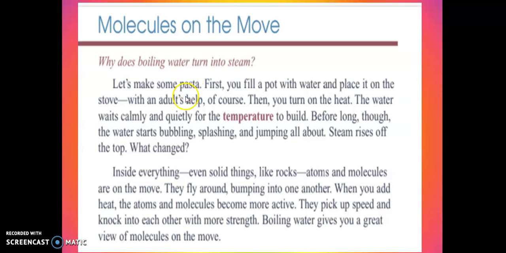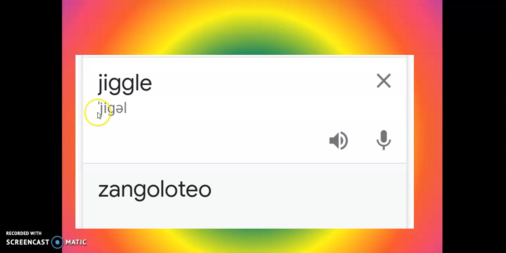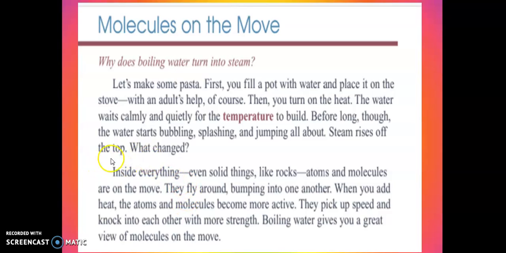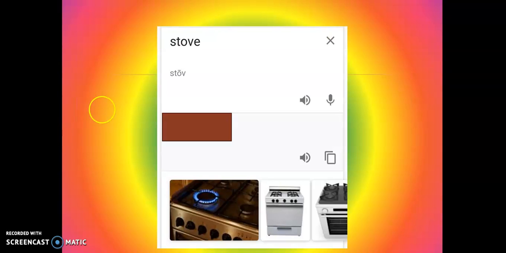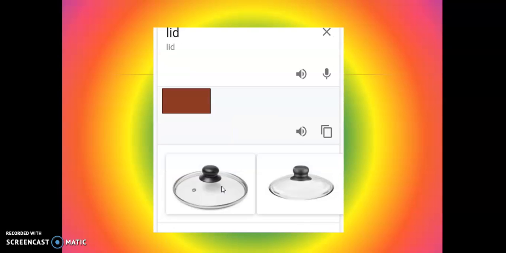Let's make some pasta. First, you fill a pot with water and place it on the stove. Okay, what is a pot and what is a stove? We're going to see some words. Jiggle. I'm going to put the meaning in Spanish because it's very fun: sangoloteo. This is the meaning of jiggle. It's the only word that I'm going to put in Spanish because you have to understand what this means. It's not jingle, like jingle bell, right? It's jiggle. Stove, do you know what stove means, right? It's the machine that helps you in the kitchen.